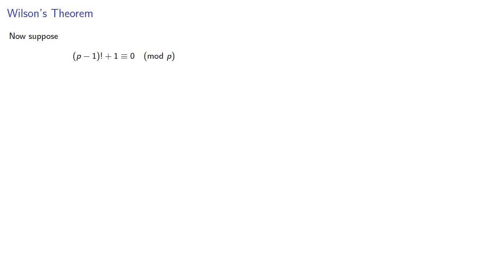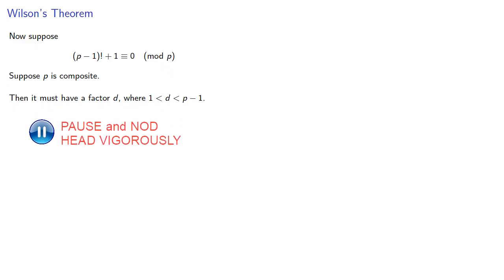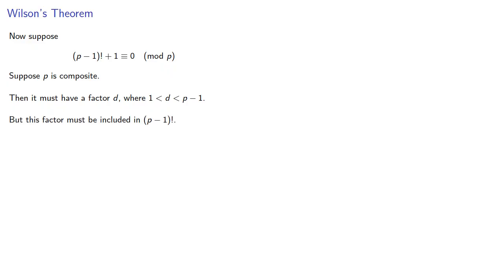To go in the other direction, suppose that P minus 1 factorial plus 1 is congruent to 0 mod P. Suppose P is composite. Then it must have some factor d, where d is between 1 and P minus 1. But this factor must be included somewhere in P minus 1 factorial. So d divides P minus 1 factorial.